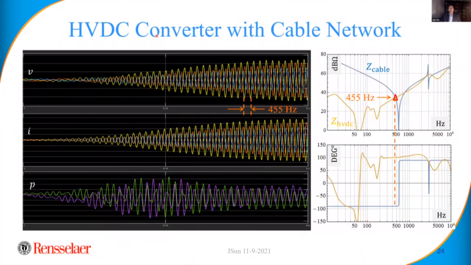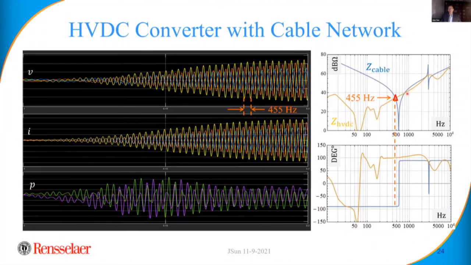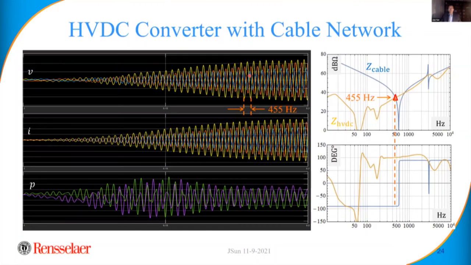MMC-based HVDC converters have some unique issues, particularly at high frequency because of control delays. High frequency resonance is very common with MMC-based HVDC converters. So this shows a startup of an offshore wind farm where the HVDC converter starts first and energizes the offshore cable network. The turbines are not connected yet. But during that time, because it's an unterminated cable network, the impedance is capacitive from the cable.